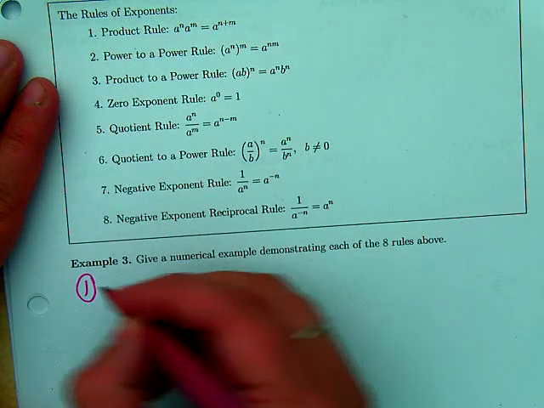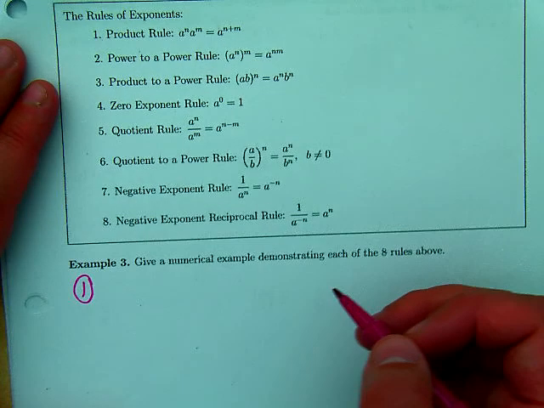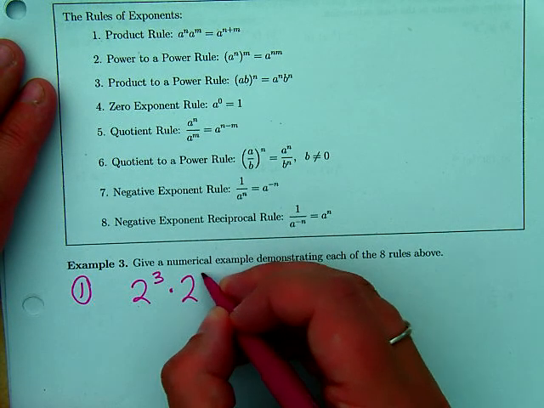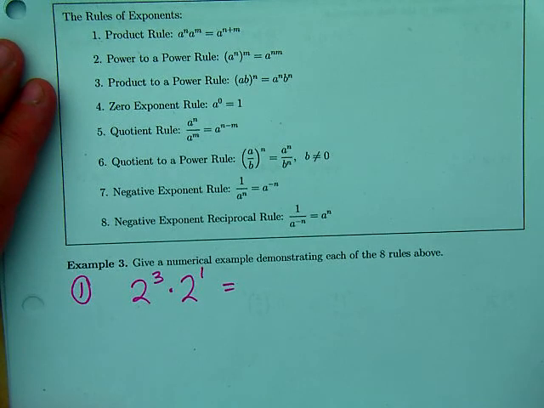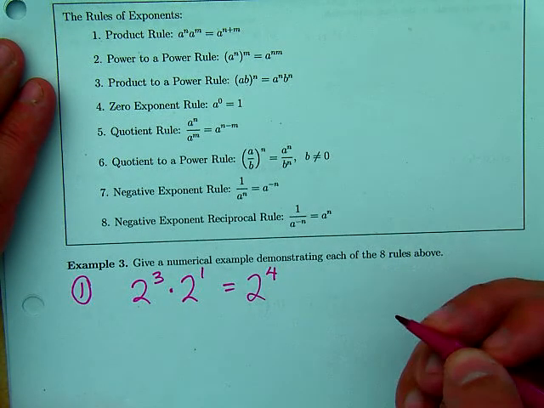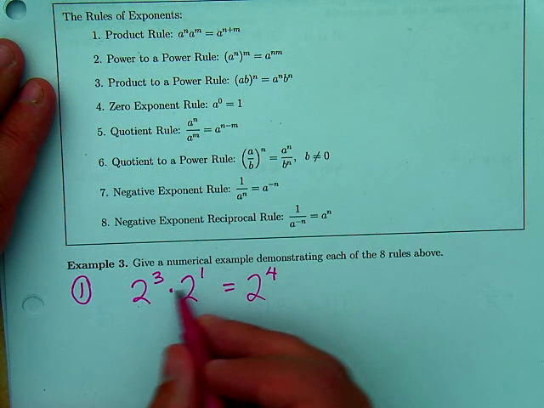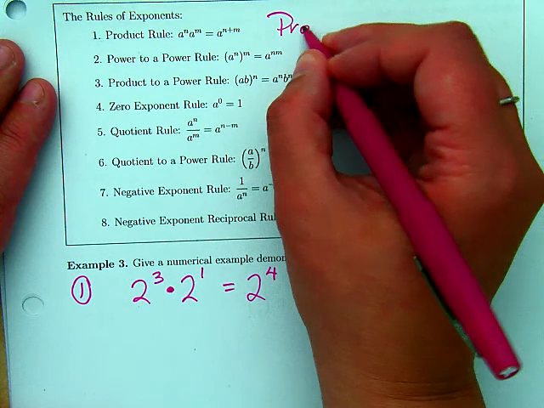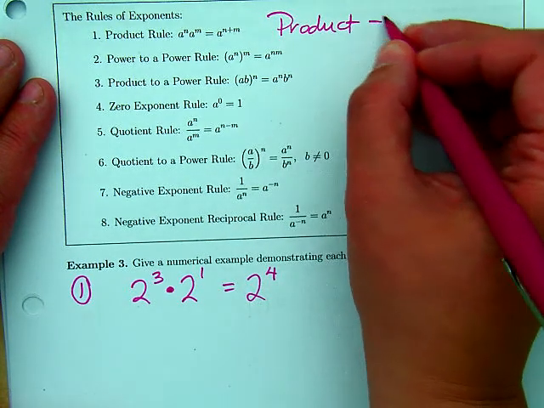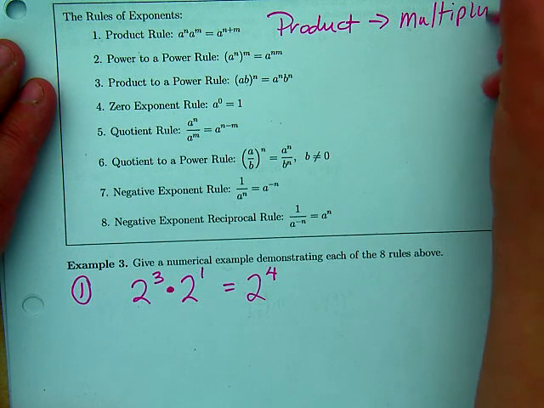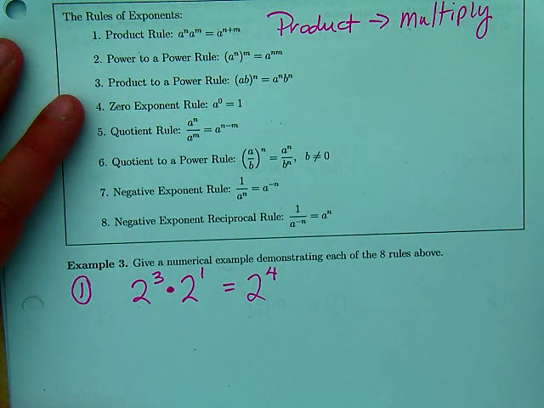So number 1, the product rule. If I have 2 to the 3rd power times another 2 to the 1st, what's that give me? To the 4th, because we add the exponents. That's when we're multiplying. So the word product, what does it mean? Yep, it means multiply. Answer to a multiplication problem.